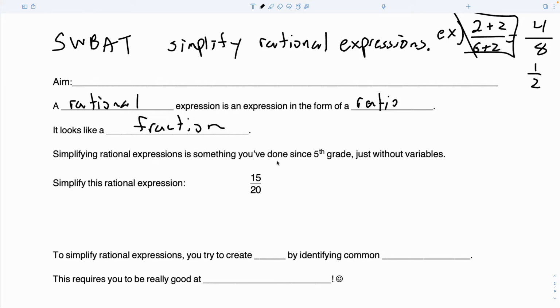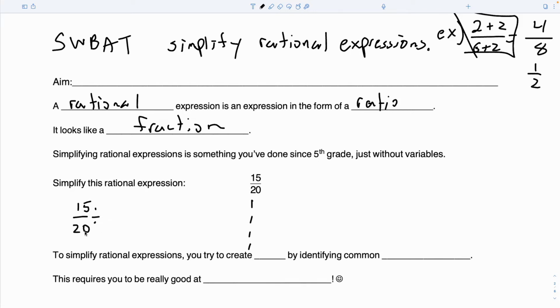Simplifying rational expressions is something you've done since 5th grade. It's just without variables. So if you have a rational expression like 15 over 20, I'm going to give you 2 ways of simplifying it. The first way over here, let's jot it down to the left. This is the way that we've probably learned since the 5th grade. And what did you do mentally, Addison, to go from 4/8 to 1/2? What were you actually doing? Did you do that process, or was it someone else? That was you, right? What did you do to both numbers 4 and 8 to get to 1 and 2? Yeah, you divided them by 4. And so we could do the same thing here.